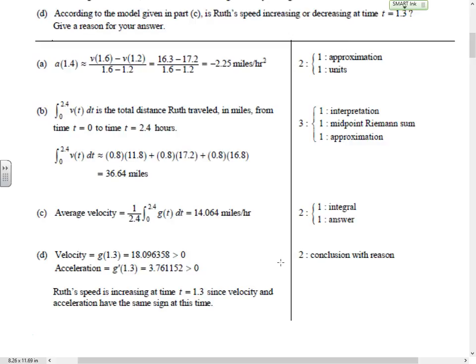If they didn't put miles anywhere, they don't get that point, even if they said total distance traveled. Total distance traveled using miles. They get a point. Watch. They get a check if they used 11.8, 17.2, and 16.8, if they knew to use the middle y value for the midpoint. Midpoint Riemann, if they use 11.8, 17.2, and 16.8, they get the second check.